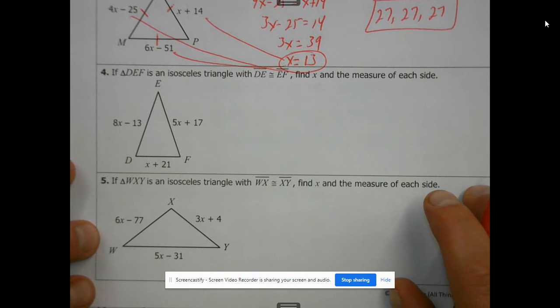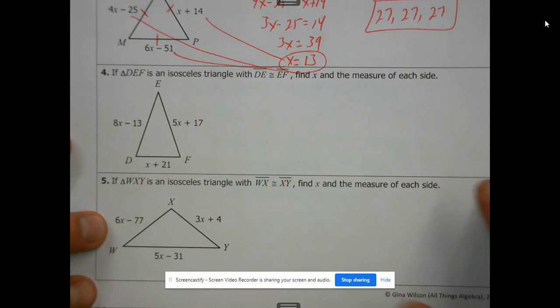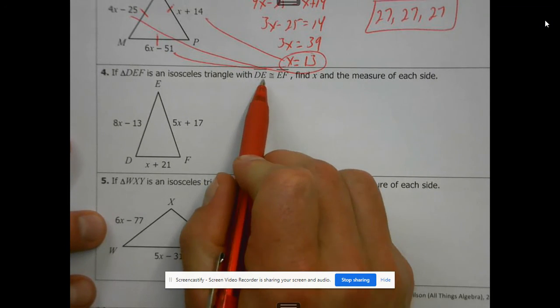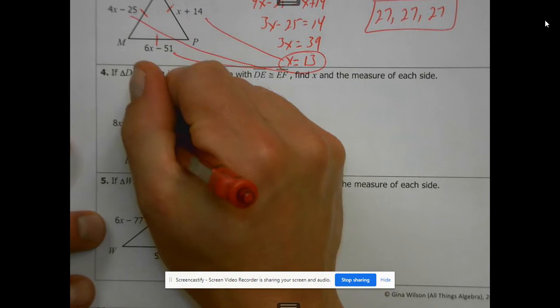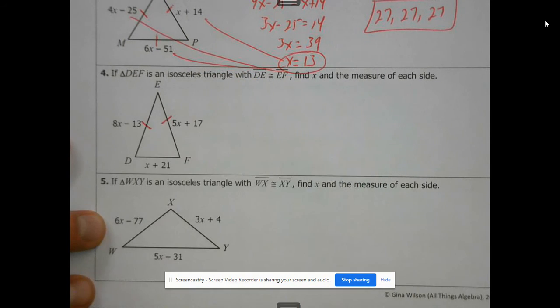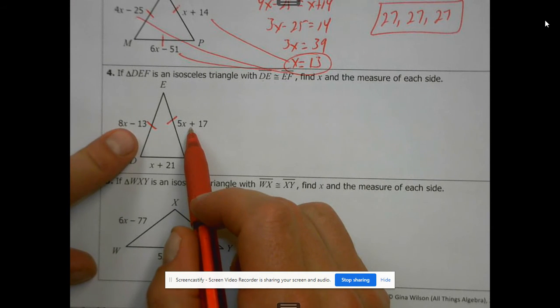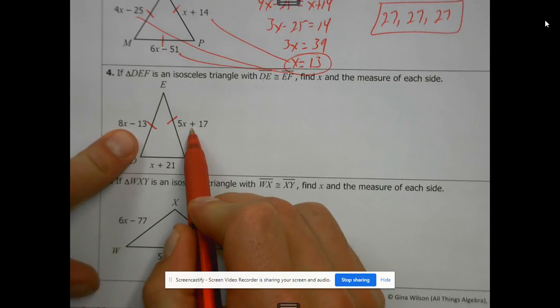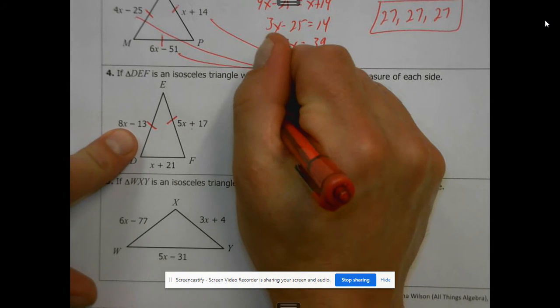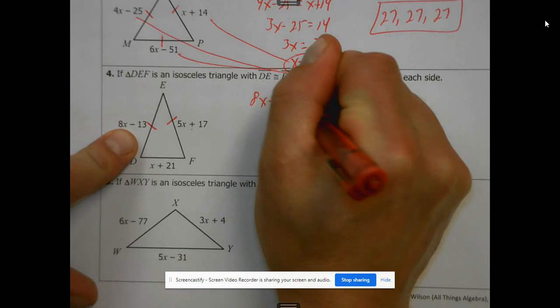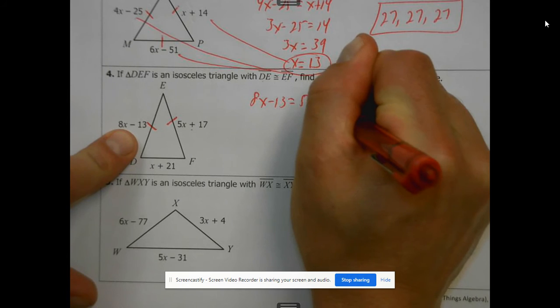Number 4, triangle DEF is isosceles, and DE is congruent to EF. So DE is congruent to EF. All right, these are the only 2 congruent sides. Set them equal to each other and solve for x. 8x minus 13 is 5x plus 17.